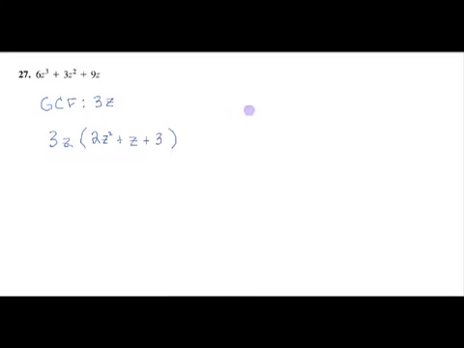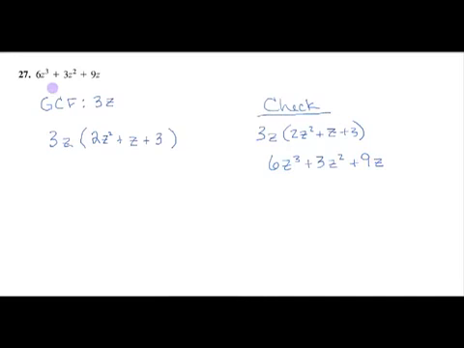So we think that those are the factors, but we're going to come over here and check to make sure. Remember to check, we simply multiply the factors that we got together. So we have 3z times 2z squared is 6z cubed. 3z times z is 3z squared. And 3z times 3 is a 9z. So I did come up with the same starting polynomial. So this is the factorization of that polynomial.